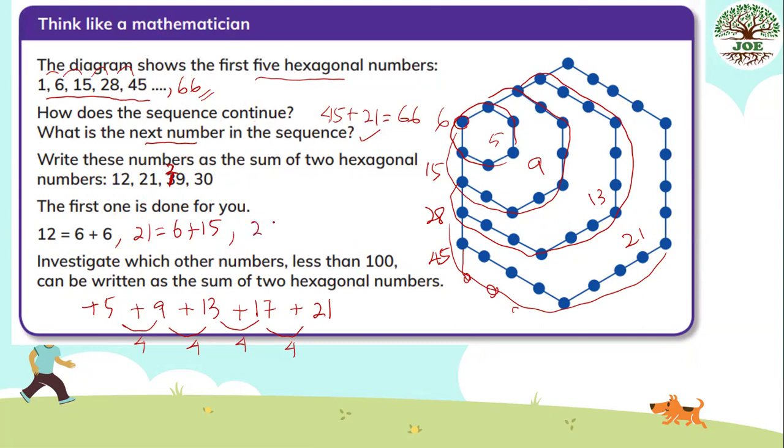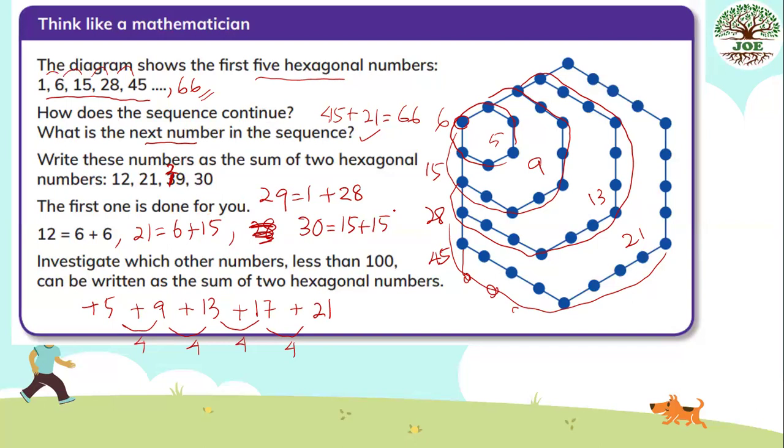And 29 can be 1 plus 28. And 30 can be 15 plus 15. Okay, we can do it like this.